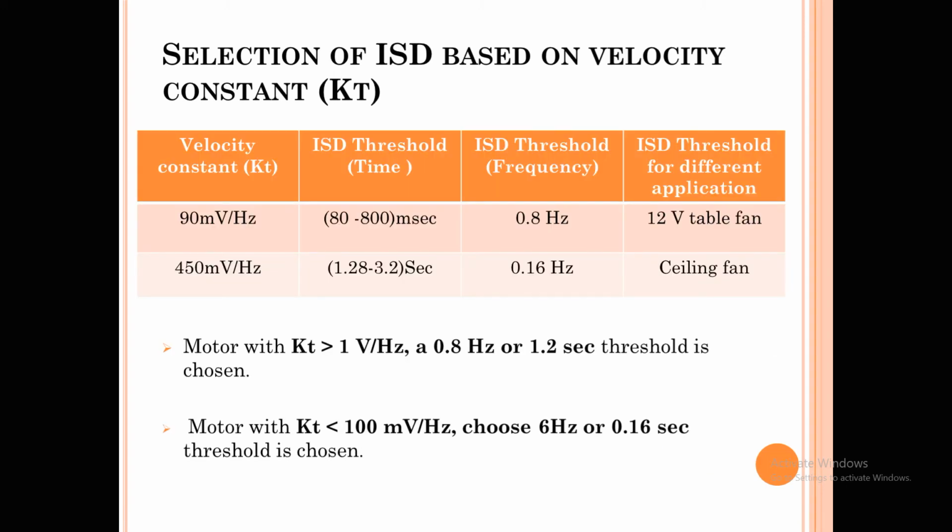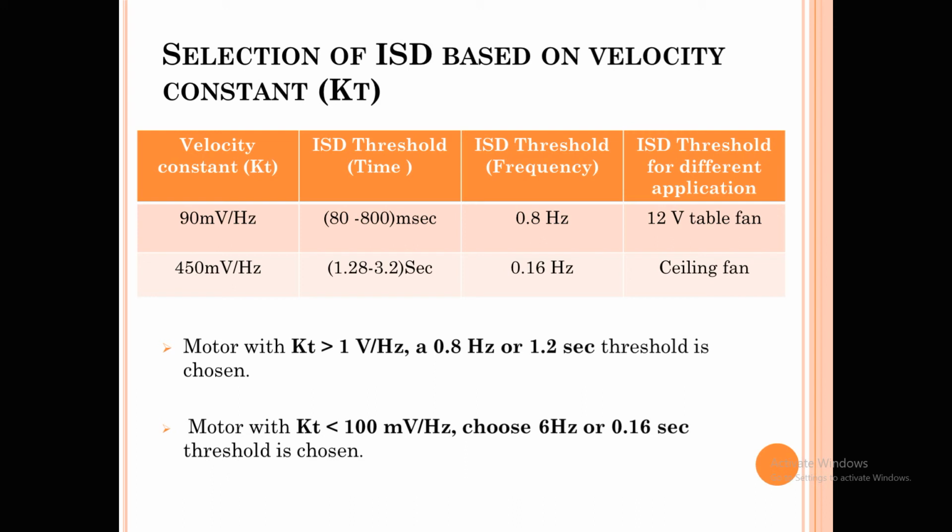Okay, so these are some guidelines that some manufacturers give; I have taken some reference, and I also use my own experience. For example, if you have a motor velocity constant of 90 millivolt per hertz, try to go with 800 milliseconds, and for frequency, try to go in the range of 0.8 hertz. I have tuned some motors like 12 volt, like a table fan, so I selected these values.